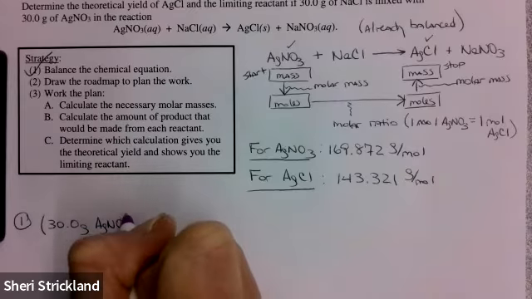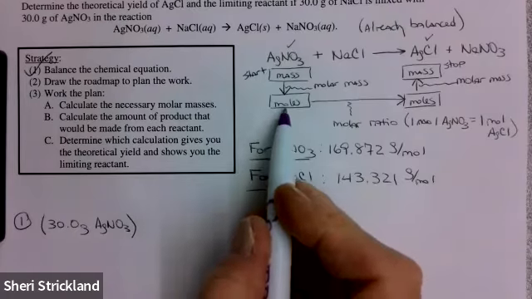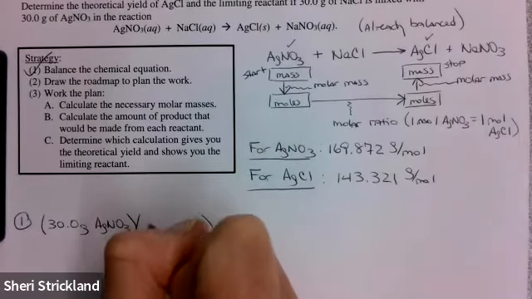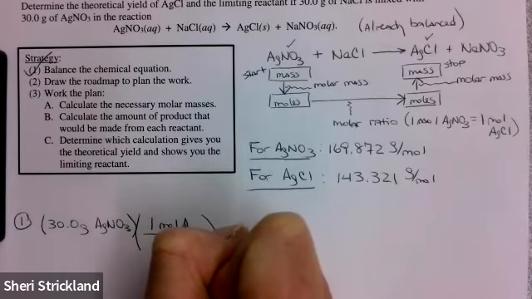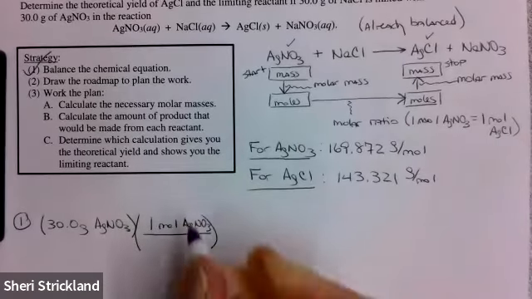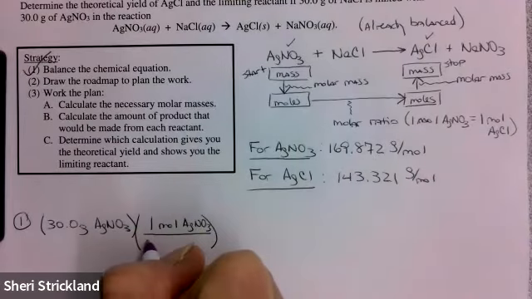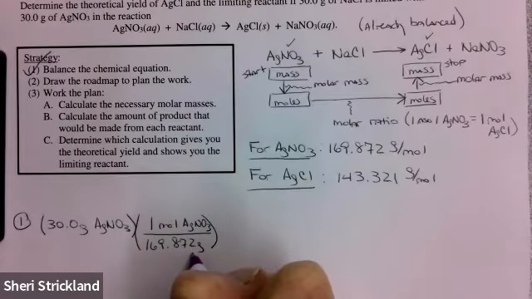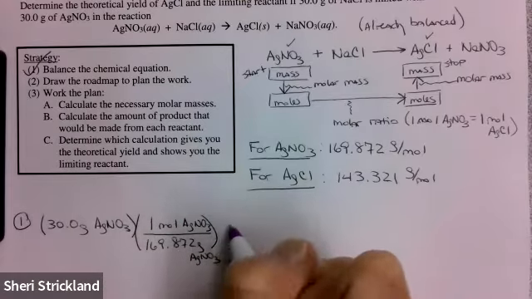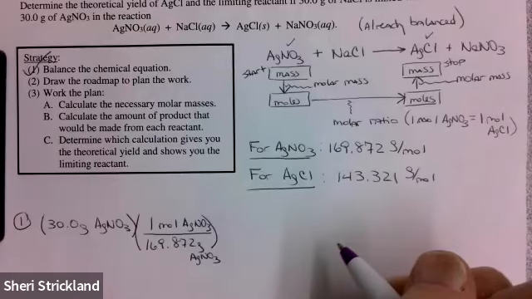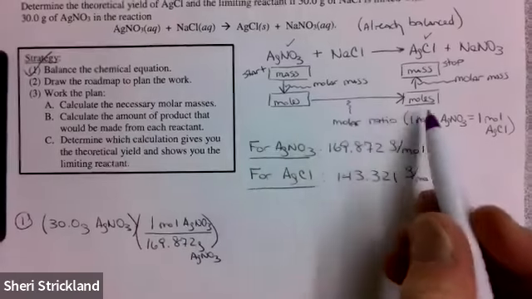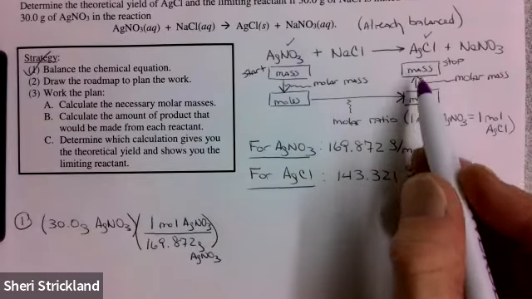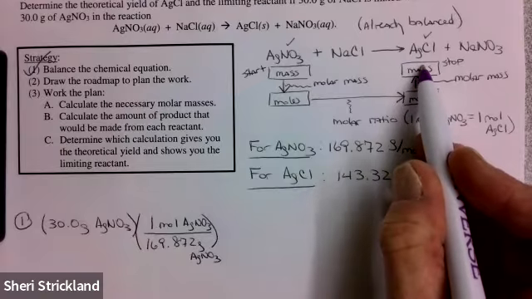and set it up to calculate the number of moles of silver nitrate using the molar mass as a conversion factor. So 1 mole silver nitrate is equal to 169.872 grams of silver nitrate. Okay, so you can get an intermediate answer here, and then take that on to calculate the number of moles of silver chloride, and get that answer and take it on to calculate the number of grams of silver chloride.